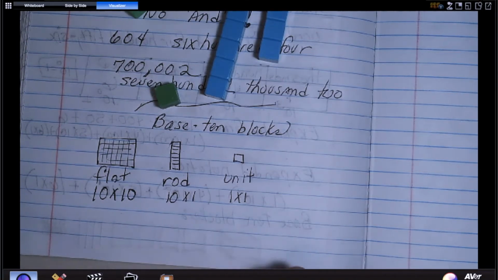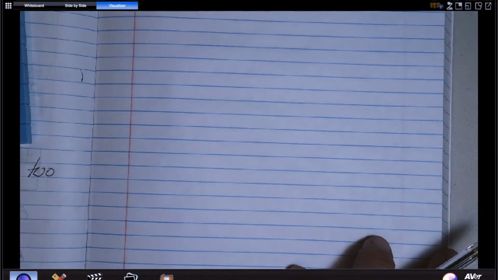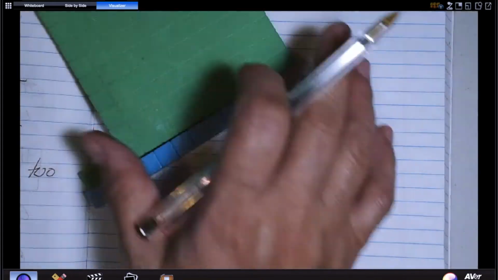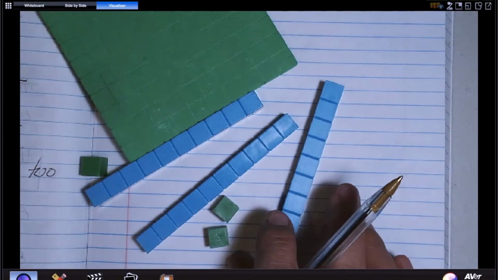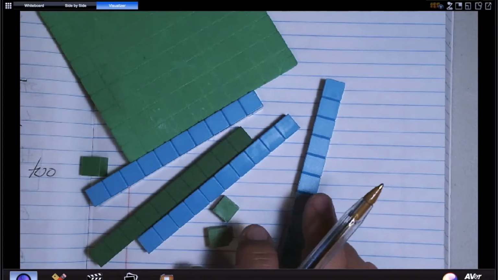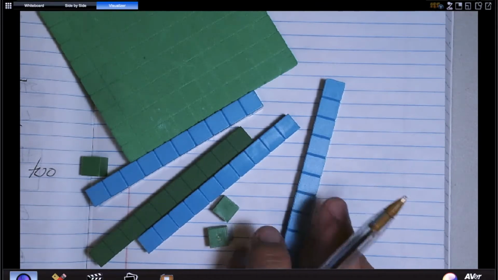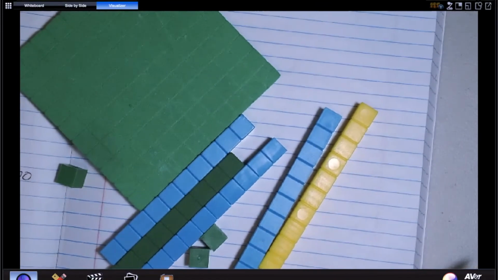Okay. So let's look at a very quick example. Let me throw some on here and let's see what number this represents. I'm just going to randomly pick some. I'm not going to worry about color. If you notice, I have different colors just as I buy them.